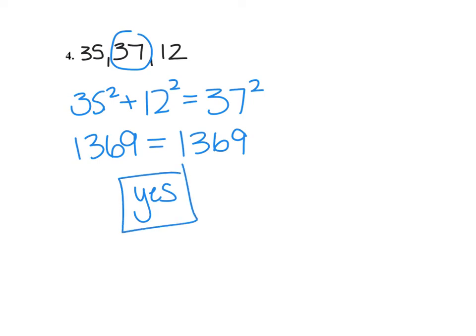In this lesson, we took a look at using the Pythagorean theorem to find missing side lengths and to determine whether or not a triangle is a right triangle.